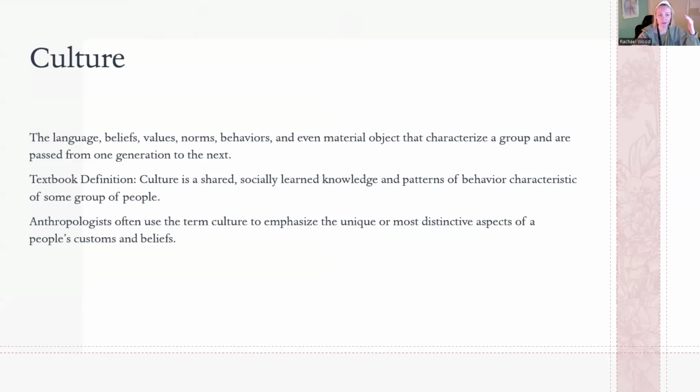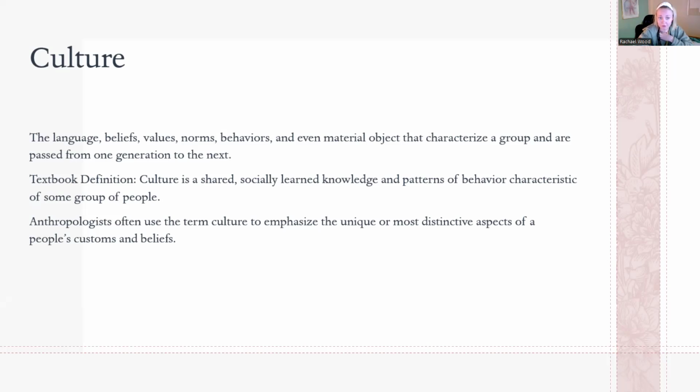The first one that I have is that culture is the language, beliefs, values, norms, behaviors, and even material objects that characterize a group and are passed from one generation to the next. I like that this definition highlights the elements of culture, meaning language, beliefs, values, and norms, as well as the material aspect of culture, that it can be material and non-material, which I'll get into in a second, and what exactly that looks like and means.